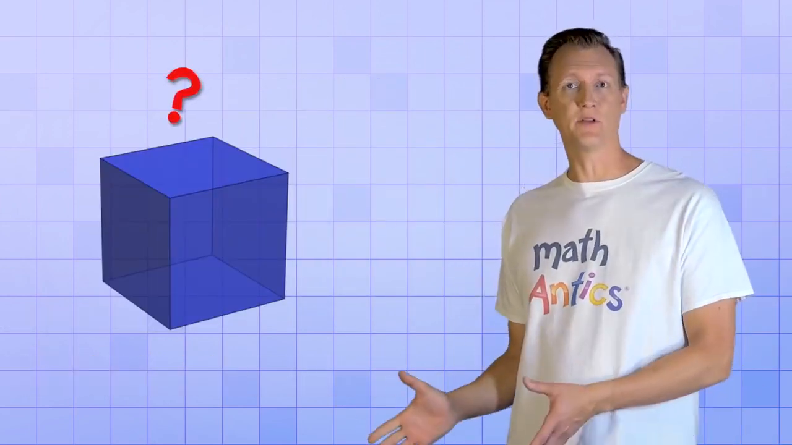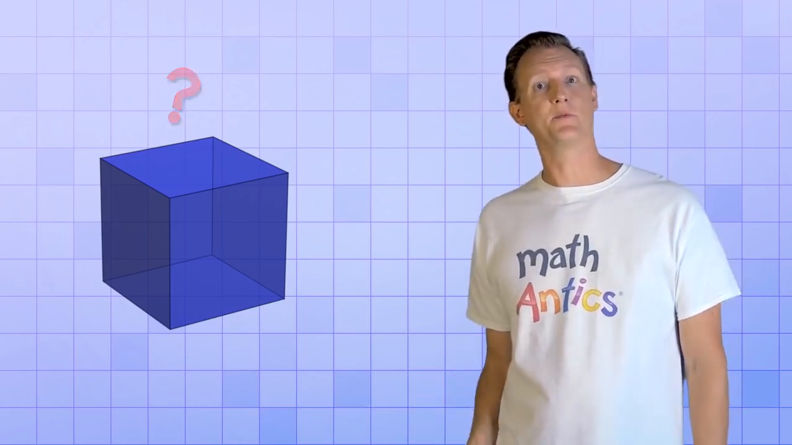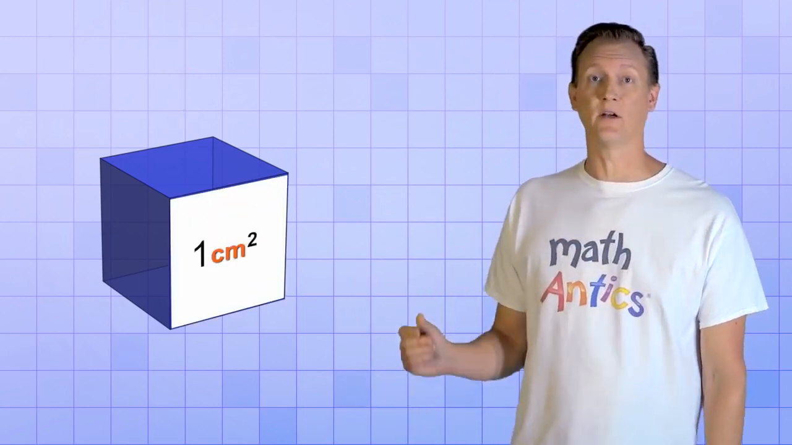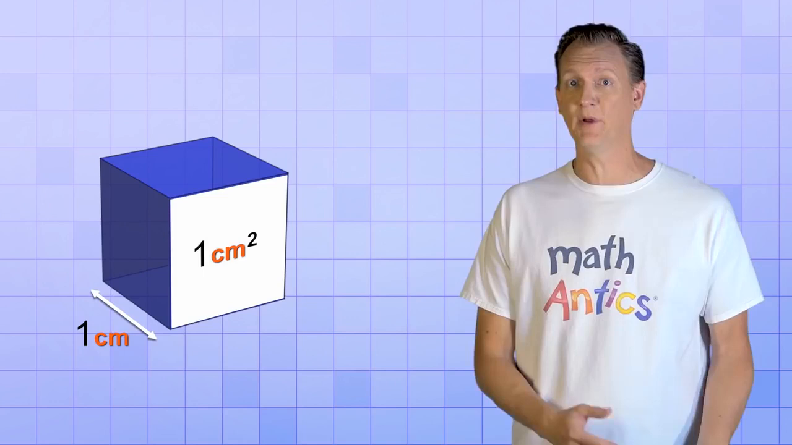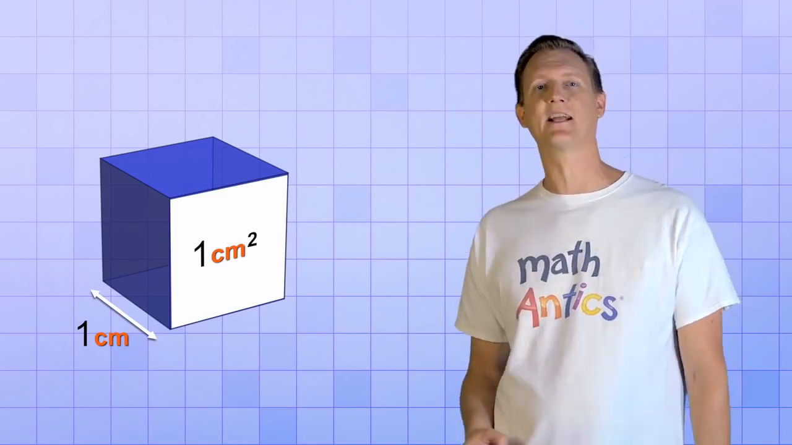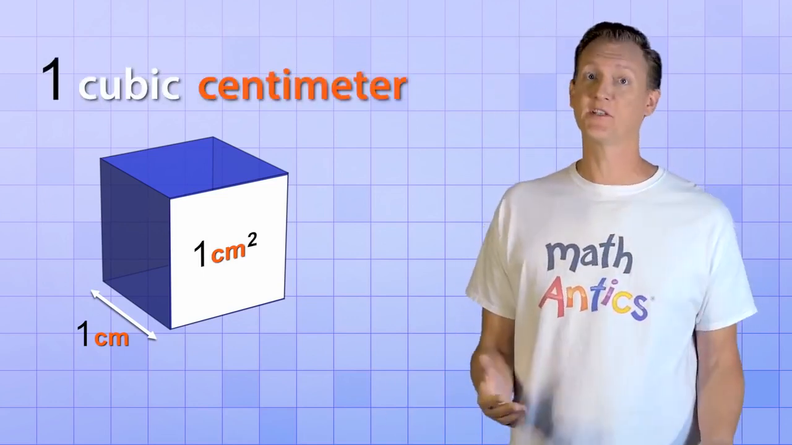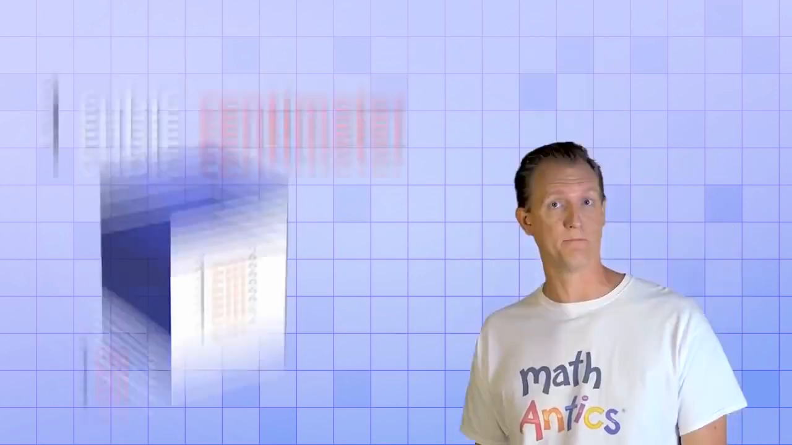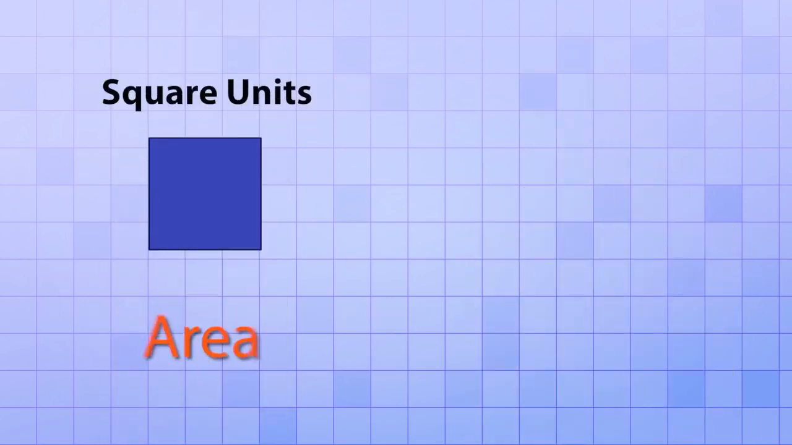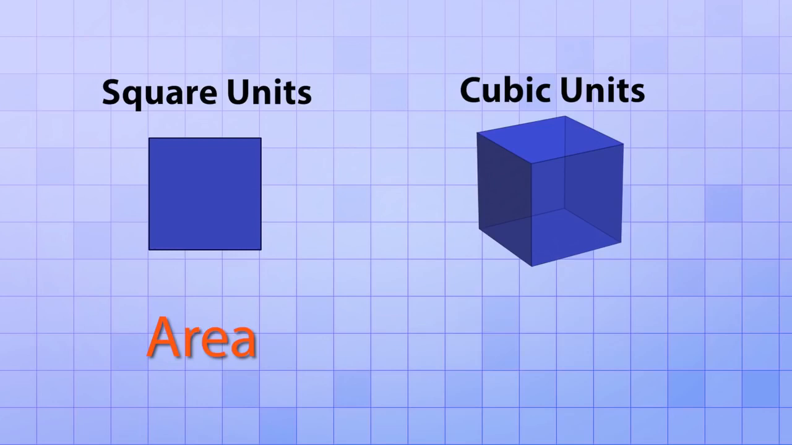Alright, but how much volume does this cube have? Well, since it was made by extending 1 square centimeter a distance of 1 centimeter in the third dimension, we say that its volume is exactly 1 cubic centimeter, which is a common unit for measuring volume. So square units are used to measure area, and cubic units are used to measure volume.